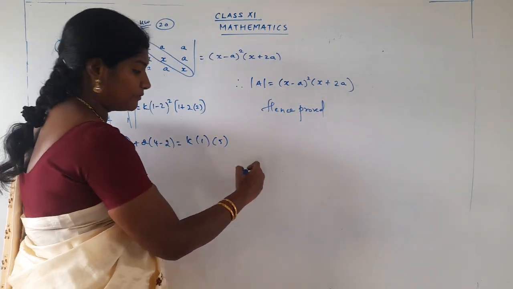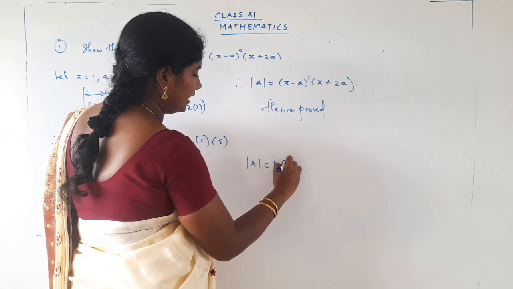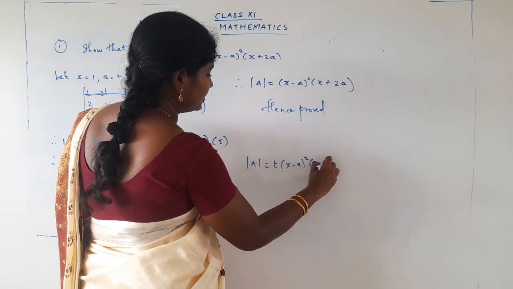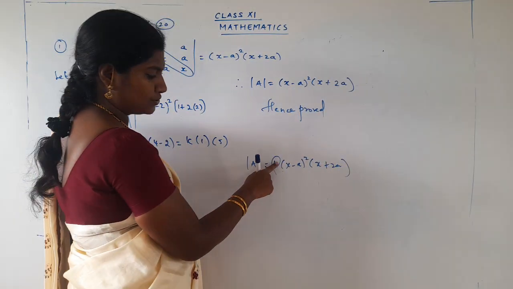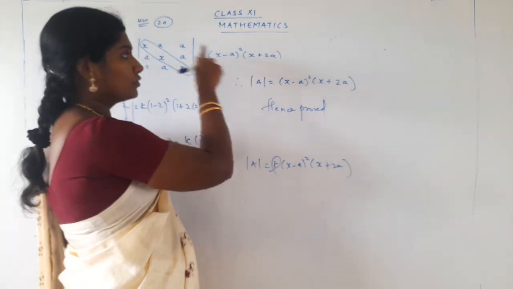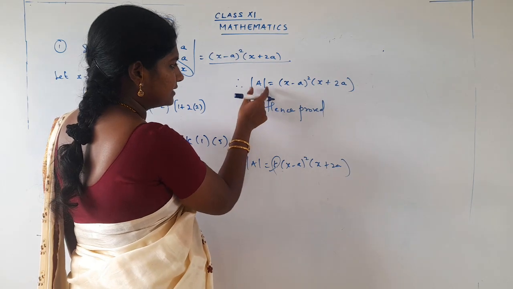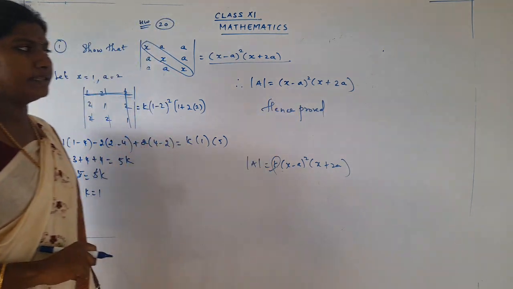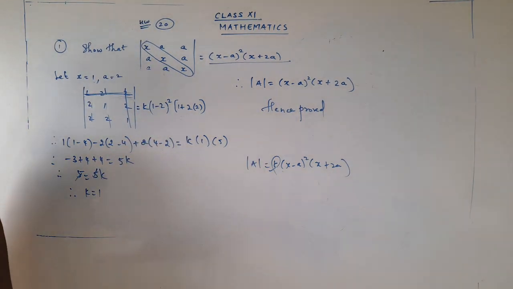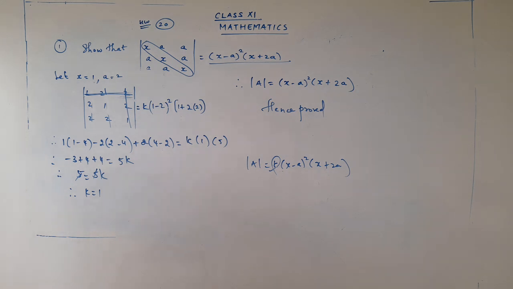We have just taken one statement here, determinant of A is equal to k into x minus a the whole square, x plus 2a. So here we are just substituting 1. So I'll get the thing that I have to show. The question was show that this determinant is equal to this. So I have got the answer. Determinant of A is equal to x minus a the whole square, x plus 2a. So we have proved the sum.